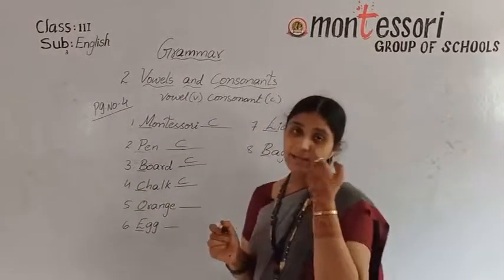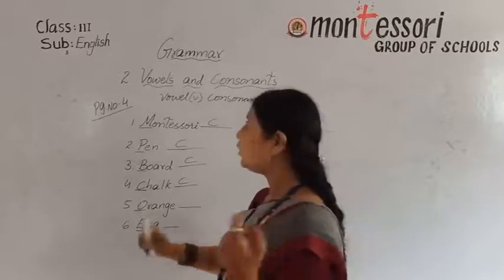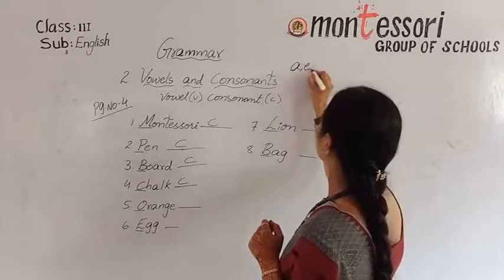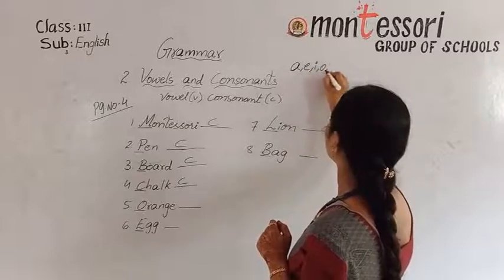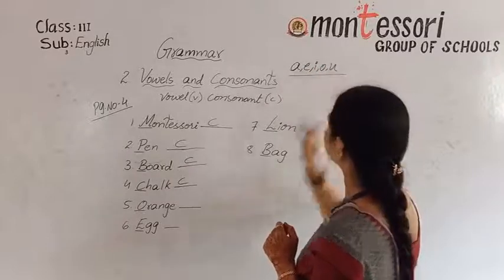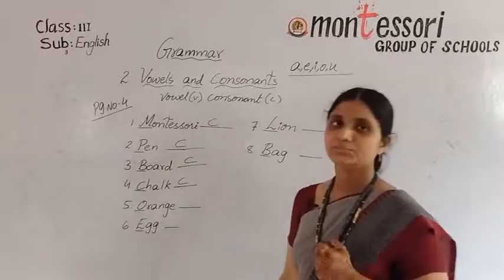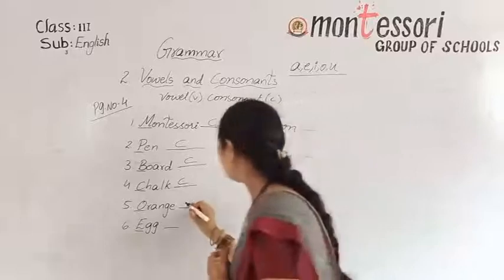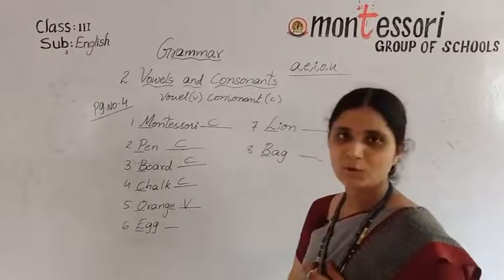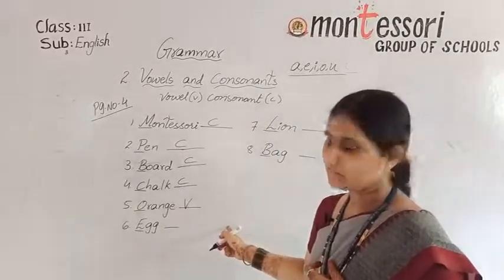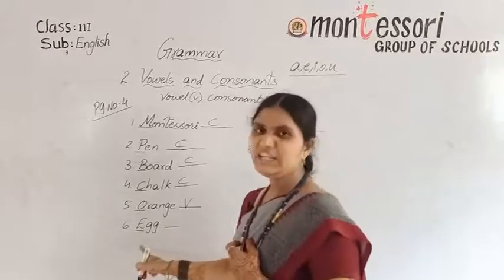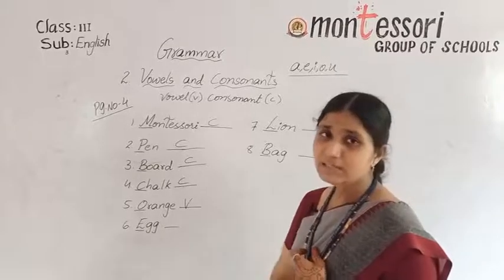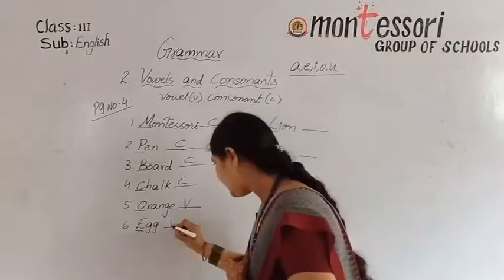Orange. O-R-A-N-G-E. The first letter is O. These are vowels. Now, orange. O is in vowels. So, V. We have to write V for vowels. Then, egg. E-G-G, egg. Is E a vowel or consonant? Vowel. Very good.